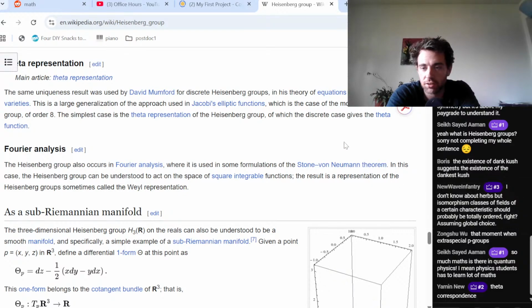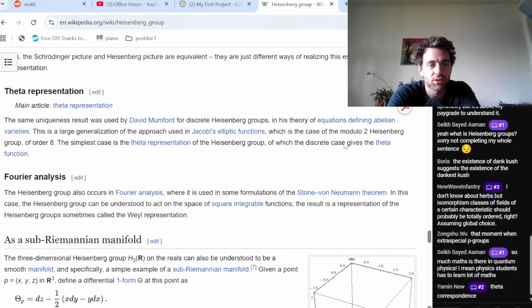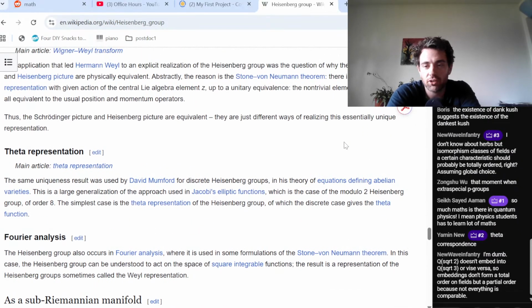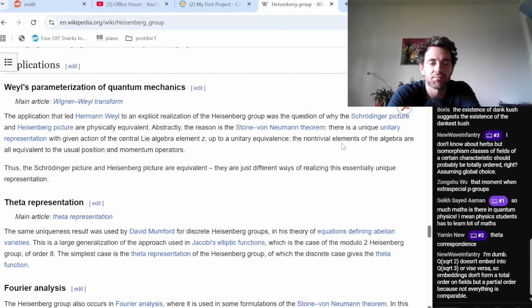So yeah, so much math is there in quantum physics. Physics students have to learn a lot. I mean, yes and no, right? I mean, the more you know, the better, I guess. But then, you do what you can with the tools you have, I guess.